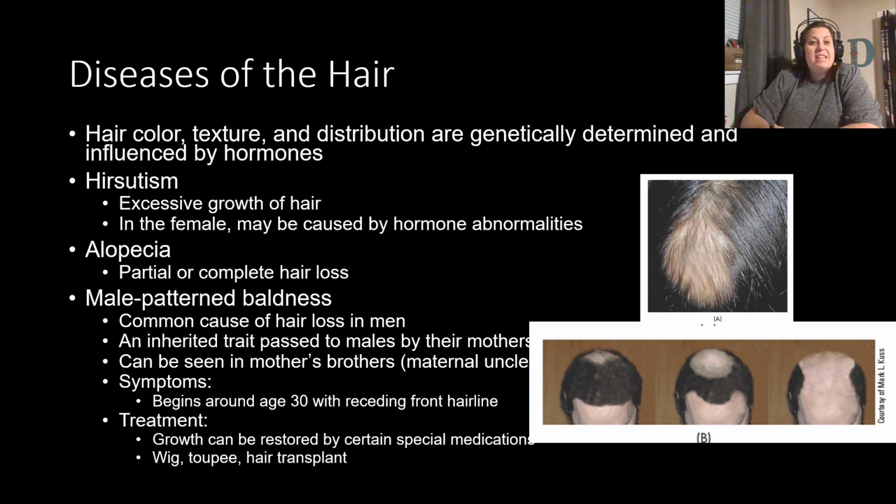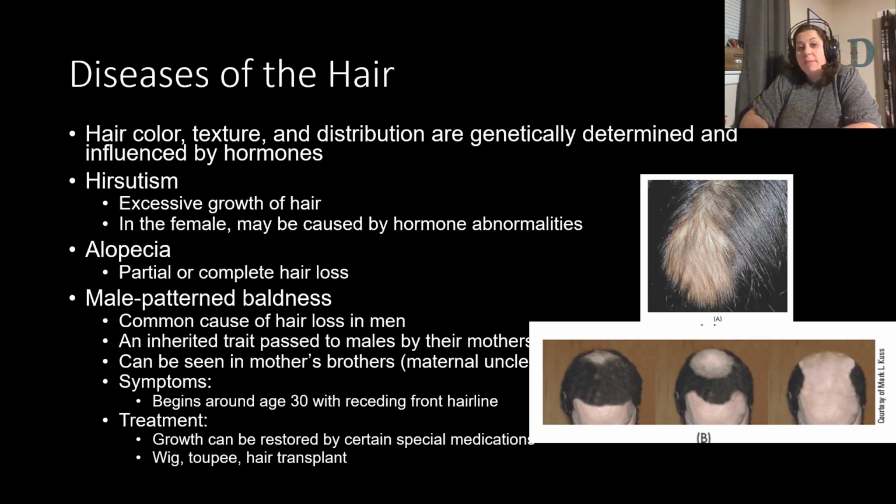Hirsutism is excessive growth of the hair. In the female, this might be caused by a hormone imbalance or abnormality. Alopecia is a partial or complete hair loss. We also say that there can be male pattern baldness.